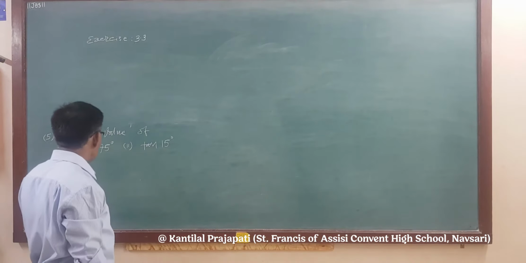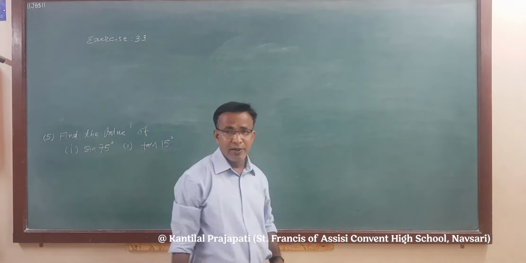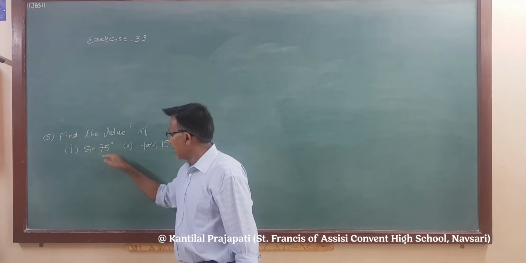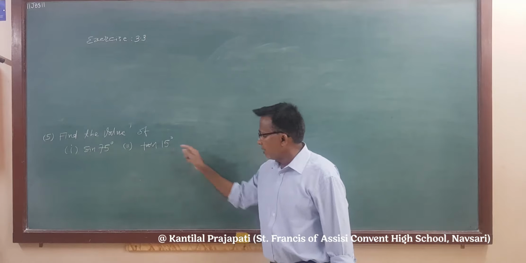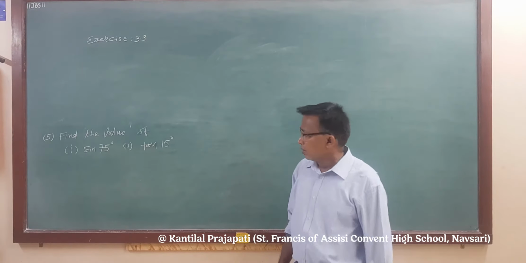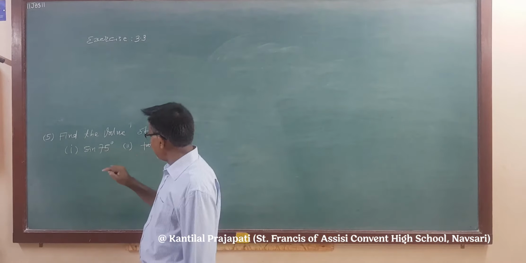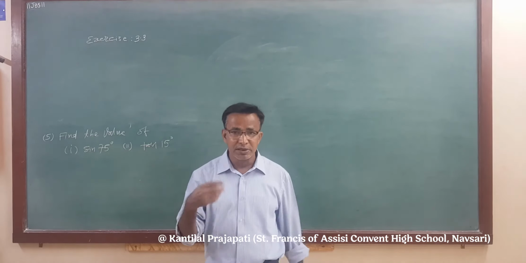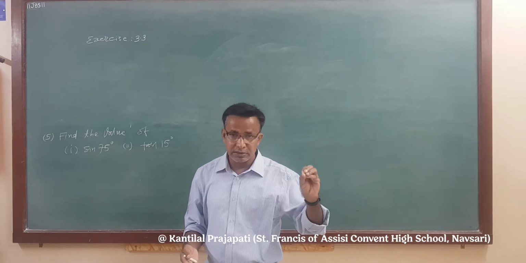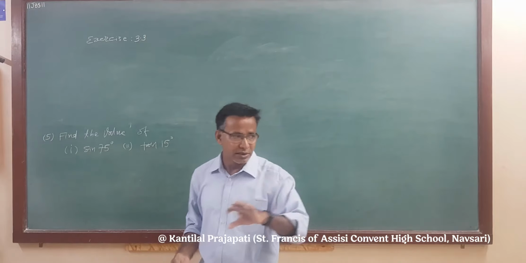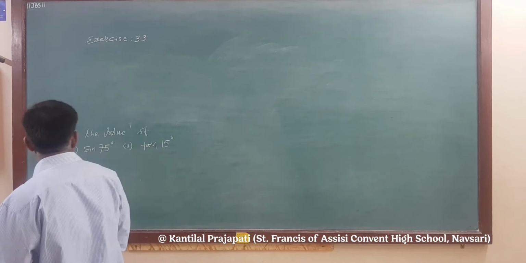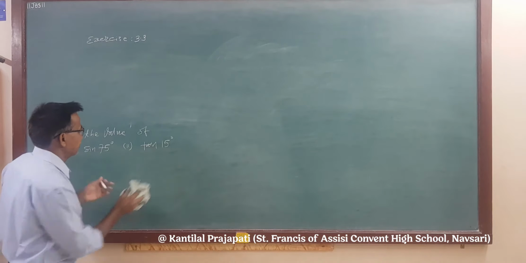Now see the question number 5. Find the value of number 1, sin 75 degree, tan 15 degree. Right? So already we have found sin 75 degree and tan 15 degree previously in solving the illustration. So I am not going to solve this. You have to find this.